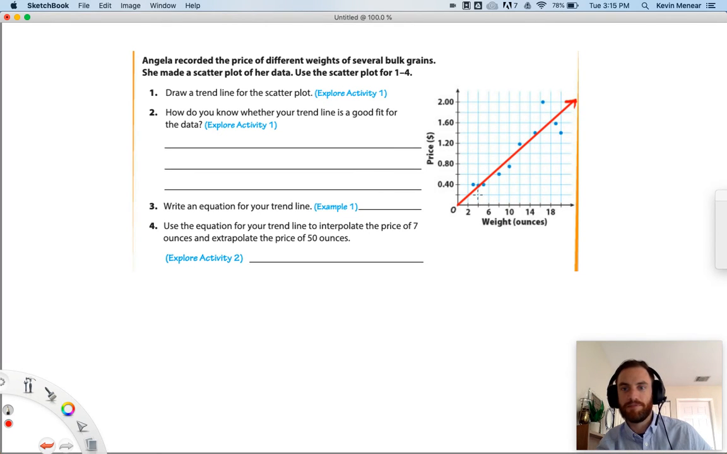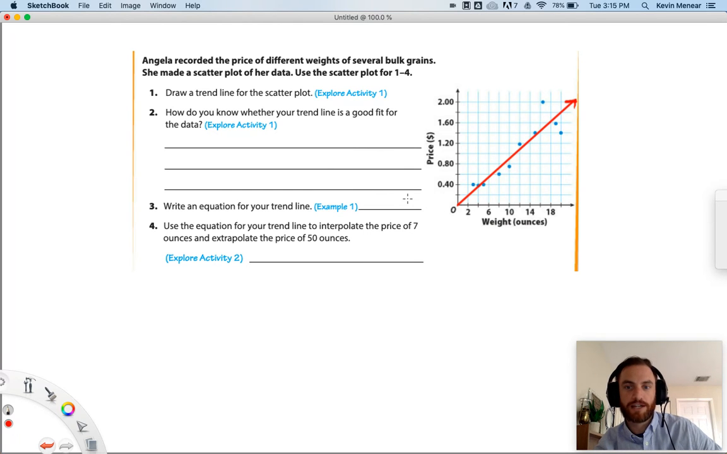I wouldn't be mad at this trend line because I've got just about the same amount of points above as below. This really isn't that bad of an outlier, but it might be considered an outlier depending upon which measure you use. So same amount of points above as below, not really including outliers.